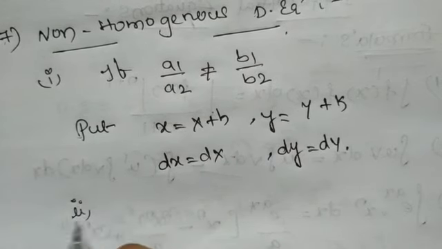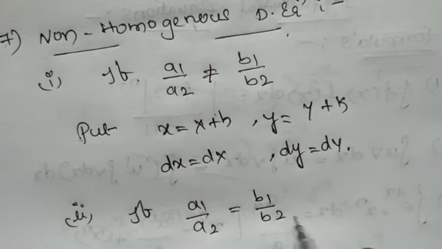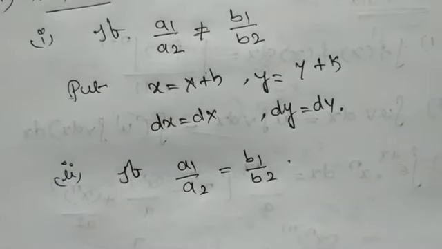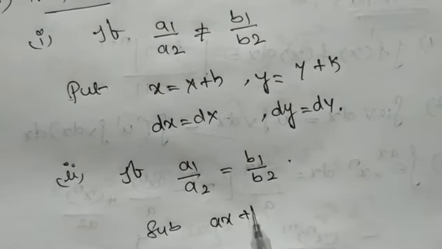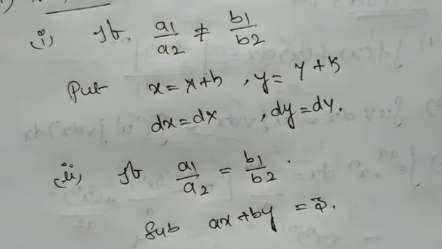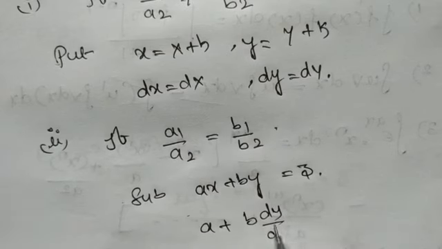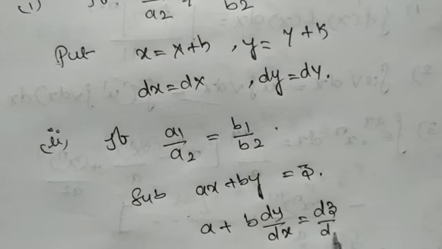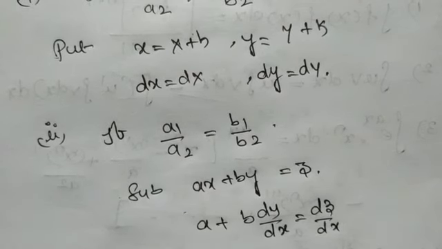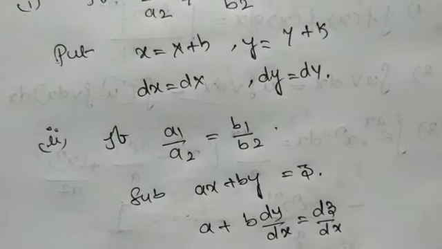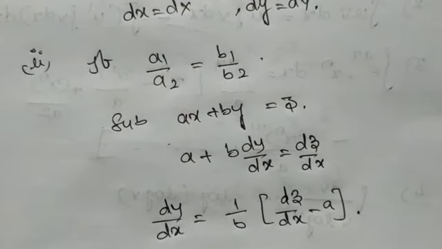Next case, if a1 by a2 equal to b1 by b2. In this, substitute ax plus by equal to z, then differentiate with respect to x, then we get a plus b into dy by dx equal to dz by dx, then dy by dx equal to 1 by b into (dz by dx minus a). So substituting these values in the given problem, then we get the solution.